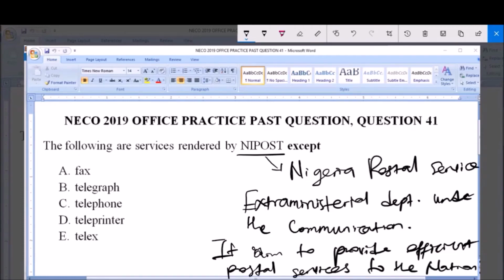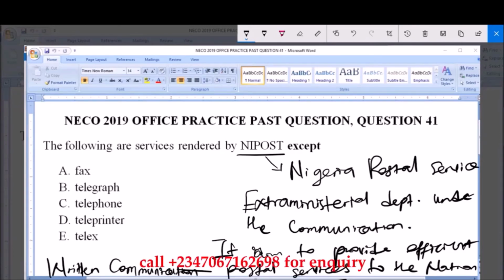Like we know, NIPOST helps to promote the exchange of correspondence. Its main aim is to provide efficient postal services to the nation. Now, these postal services are in the form of written communications. In other words, NIPOST helps in the efficient exchange of written communications in Nigeria, like letters, postage, and every written communication. So that is the aim of NIPOST.